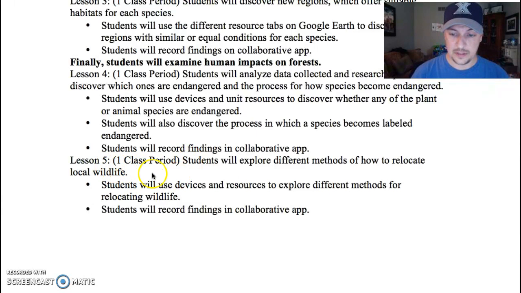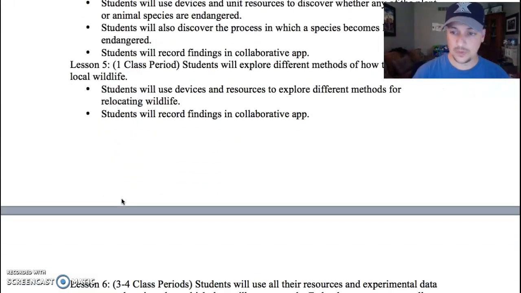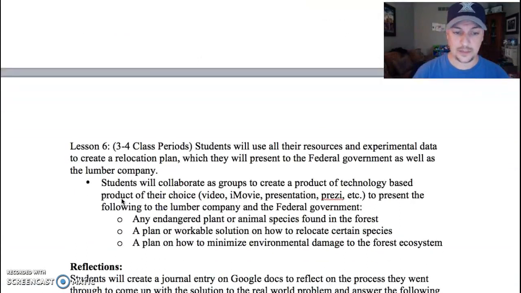The next one, like I said, they already discovered which animals were endangered. Now they have to discover how to relocate those endangered animals. So they can look up different areas to go to, but Wildlife Services provides them with enough detail to relocate their wild animals and their plant species. Once again, they'll record their stuff into their app.